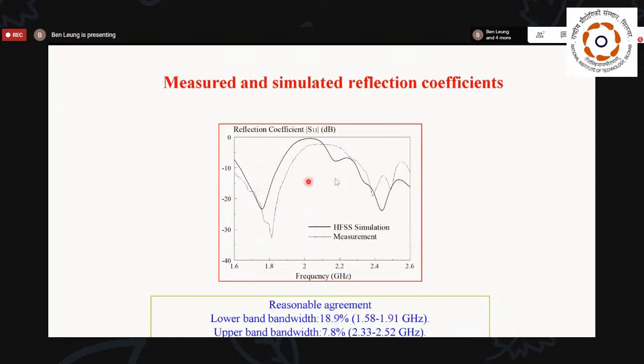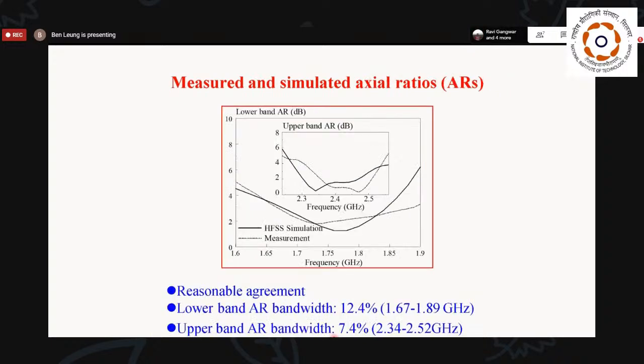We have the lower band and upper band for simulation and measurement. Now, the lower band impedance bandwidth is about 9.0%. The upper bandwidth is 7.8%. This is the axial ratio. This is the lower band axial ratio, its bandwidth is 12.4%, whereas the upper band axial ratio bandwidth is 7.4%.